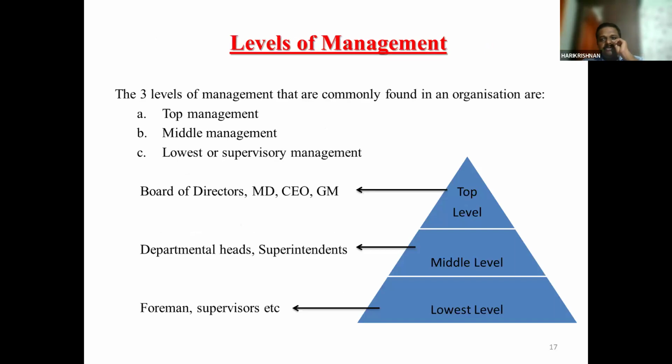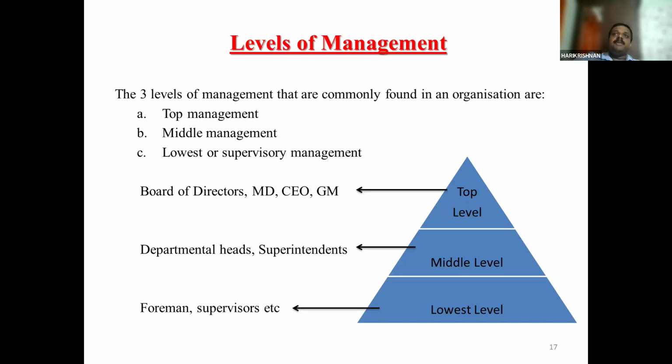Then we have already discussed levels of management. In that, we have already studied top level management, middle level management, and lower level management. In the top level, board of directors, MD, CEO, GM, everybody comes in top level management: board of directors, MD, CEO, general manager. Then middle level means department heads and superintendents. That means if there is a production company, a production head will be there.